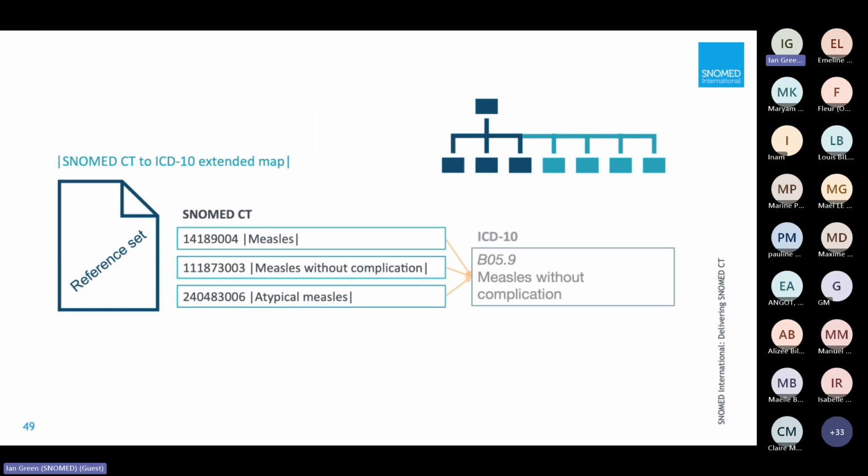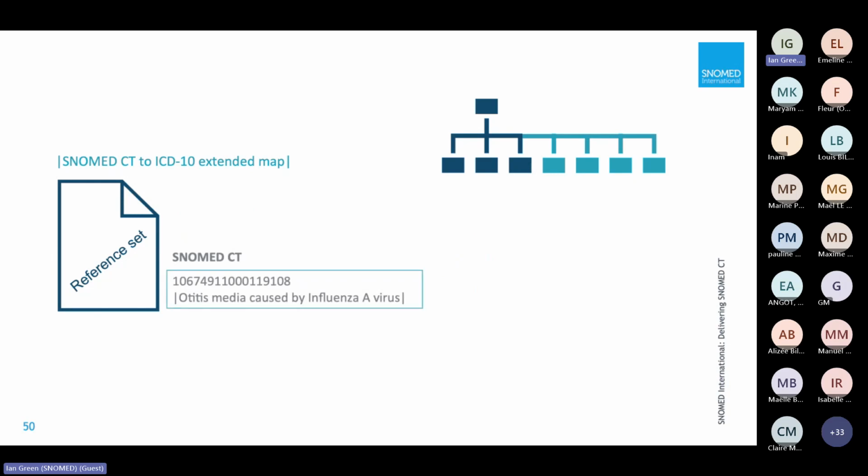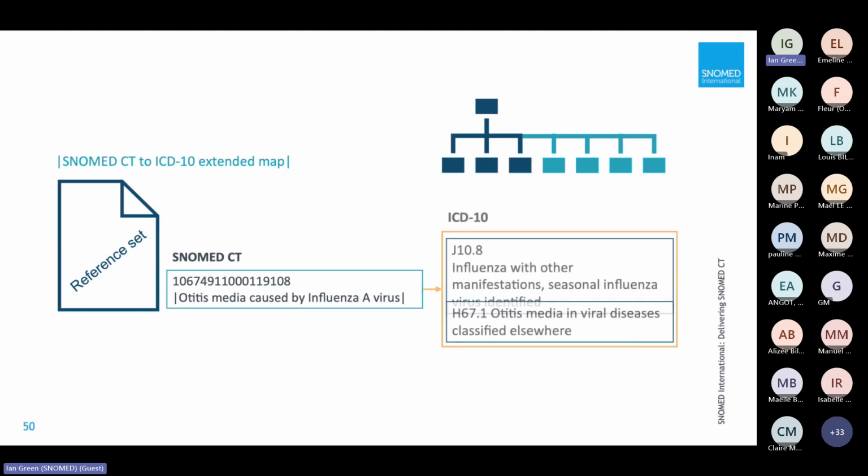So if you use, I'm just thinking which example it is. In SNOMED, we have measles without complication, we have atypical measles. All of those map through to the ICD-10 code of B05.9, so measles without complication. Equally, the other way around, you've got otitis media caused by influenza A, but that maps to two things in ICD: influenza not specified, and then elsewhere classified.